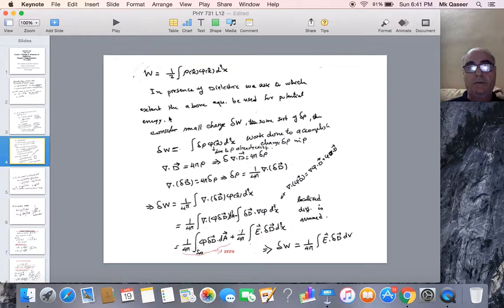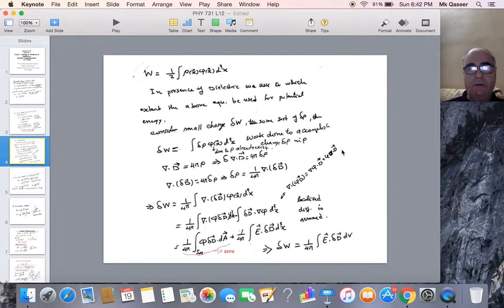Now, in the presence of dielectric, we use the same relation with delta rho. We are assembling delta rho. In this case, phi already exists, and there is a change in delta rho. Now, using the divergence of D equals 4 pi rho, the variation delta rho is the divergence of delta D, which is given by this expression, and substituting here for delta rho, we get this expression.